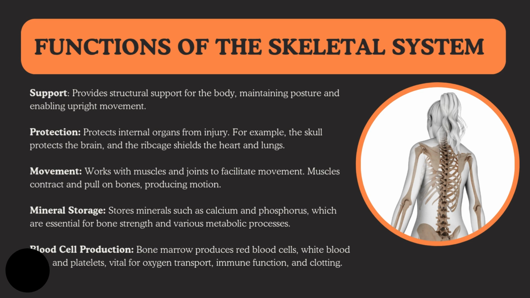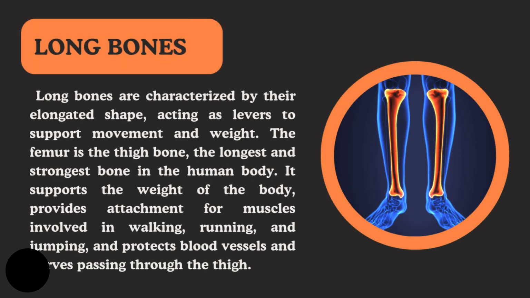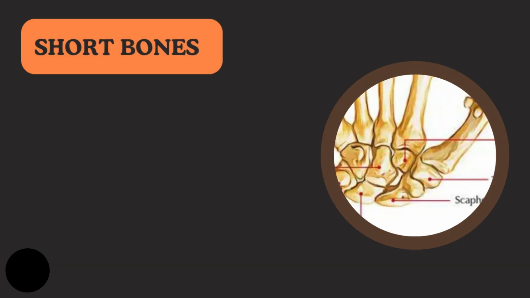So let's have a little bit more of a look at the different types of bones. The long bones are found in the arms and the legs, so the femur and the humerus. Long bones are characterised by their elongated shape, acting as levers to support movement and weight. The femur is the thigh bone, the longest and strongest bone in the human body. It supports the weight of the body, providing attachment for muscles involved in walking, running and jumping, and protects blood vessels and nerves that pass through the thigh.